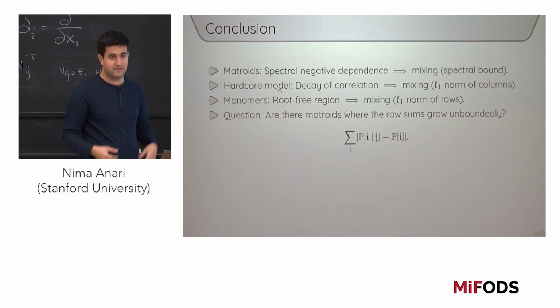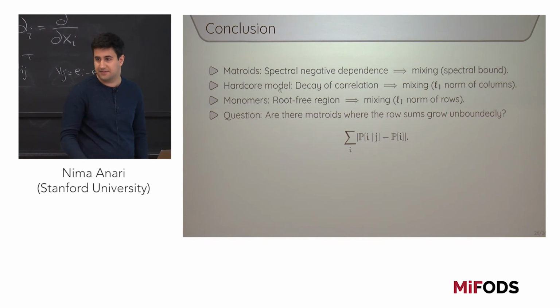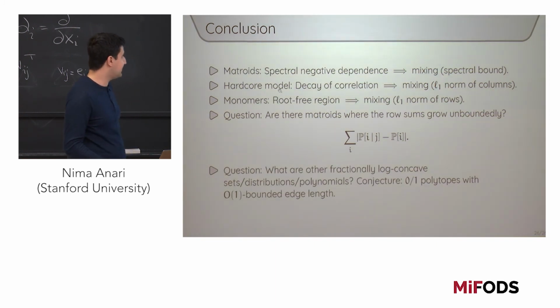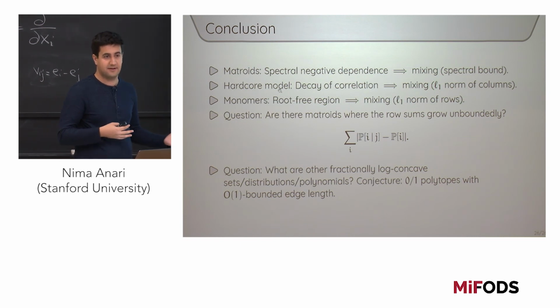So when we had negative correlation, we were able to bound the L1 norm of rows. For example, for random spanning trees, we were able to bound the L1 norm of rows of the correlation matrix. I don't know of any matroid, or any family of matroids, where this L1 norm is unbounded. So it's a natural question: do we have to use this log-concave polynomial machinery, or can we actually prove it using simpler means? Okay. So another obvious question is, are there other natural distributions that give you fractionally log-concave polynomials, or equivalently bounds on the correlation matrix?